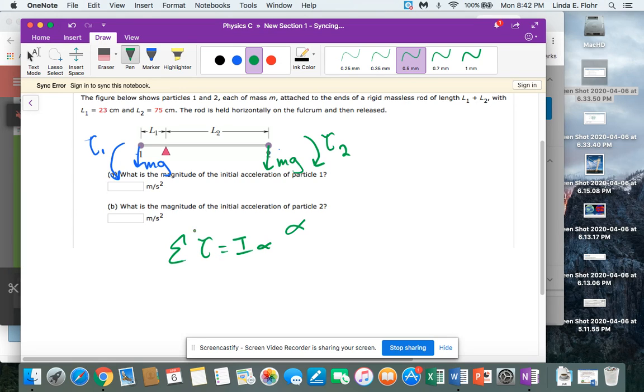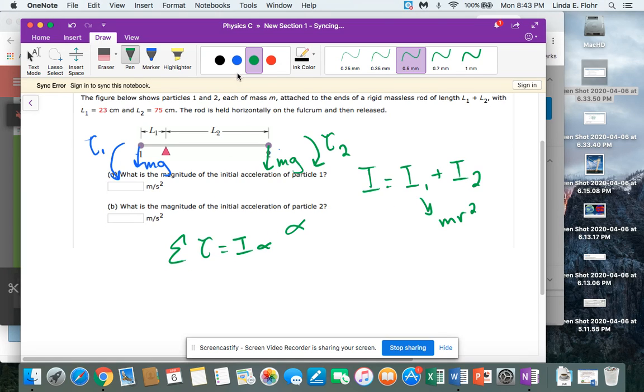Now we have to be a little careful here because there's two torques. We already discussed that. How are we going to figure out the rotational inertia of the system? Well, the rotational inertia is basically going to be the rotational inertia of the first particle plus the rotational inertia of the second particle. And in general, a particle's rotational inertia is mr squared. So M1 and M2 actually don't have the same rotational inertia because they're at farther distances from the center.